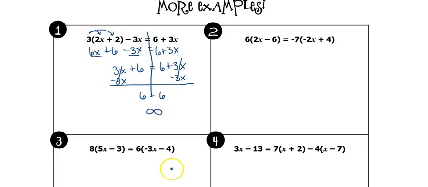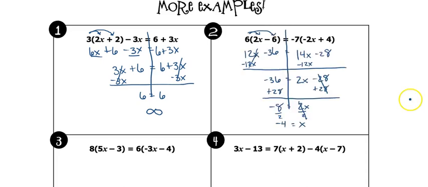Again, that means that it doesn't matter what number I would use, they would always work. 5 works, 20 works, 1,000 works. They make both sides of that equation true. So go ahead, write down number 2, and then check back in.